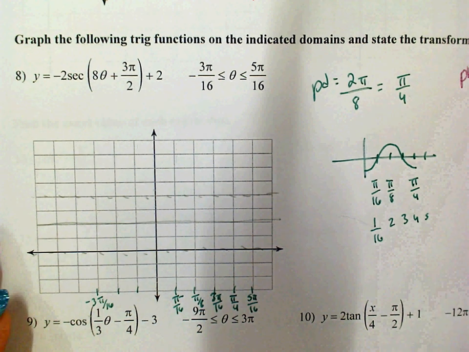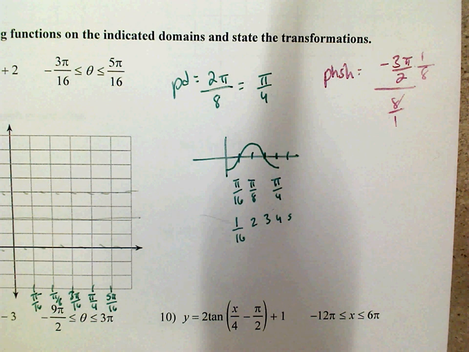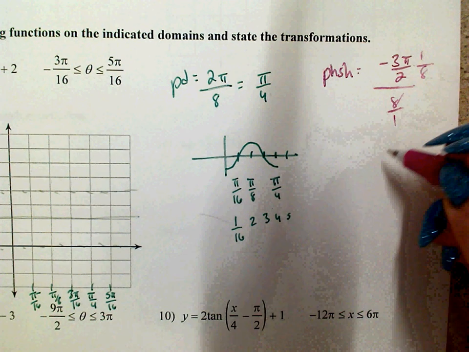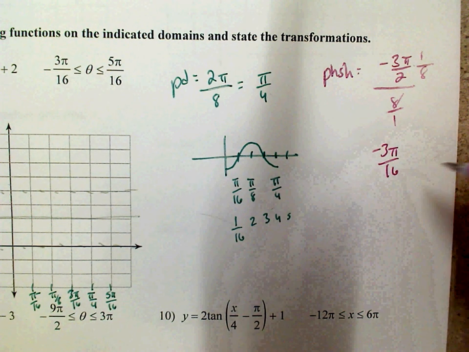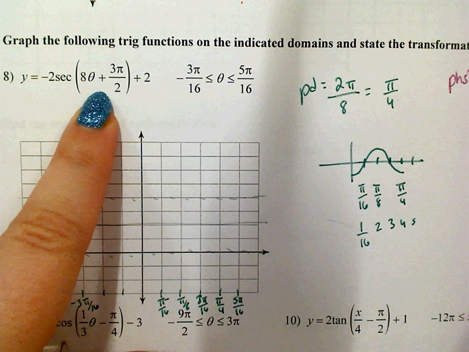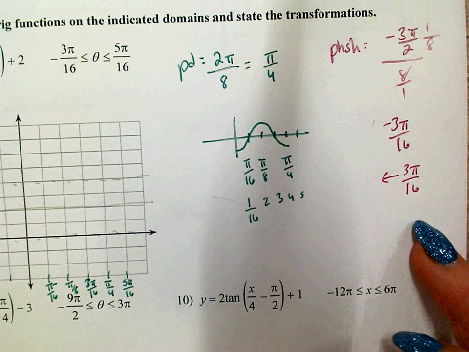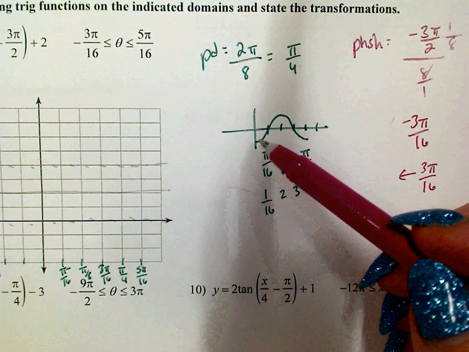So that means I'm going to move, you couldn't even see that. So negative 3 pi over 2 divided by 8 over 1, same thing as multiplying by 1 over 8. So that means negative 3 pi over 16, or we're going to go to the left 3 pi over 16. Remember, it's plus right here, which means we're going to go left, and then this negative tells me that. So I'm going to go to left 3 tick marks.